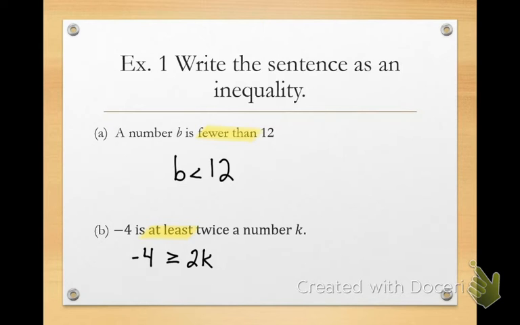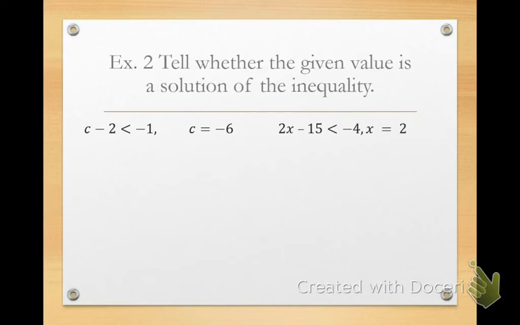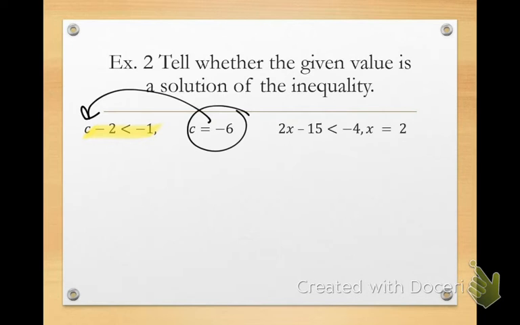Okay? The exact questions? No. But you're writing the statement as an inequality. Okay? All right. Example 2. Now we're going to test solutions. Okay? So we already know that there can be infinitely many solutions. So what we have here is we have an inequality, and it says, take this number and see if this is going to be a solution. Just see. Okay? So let's plug it in.